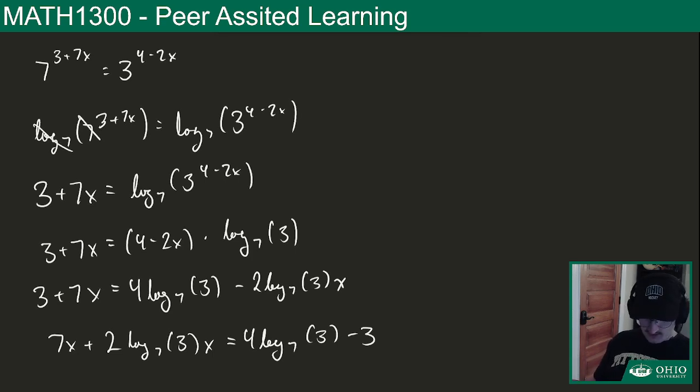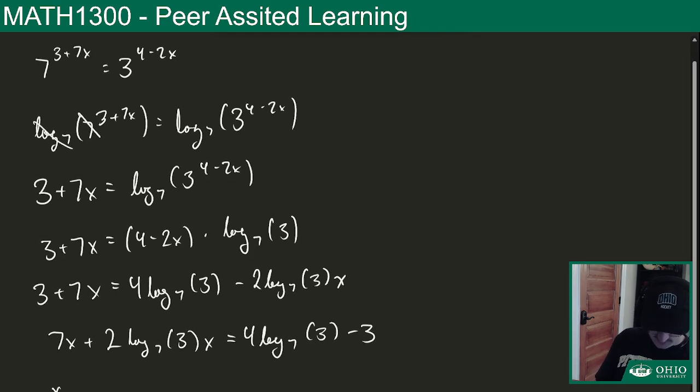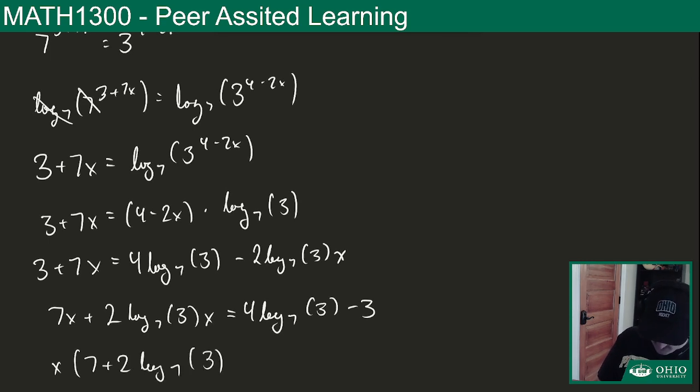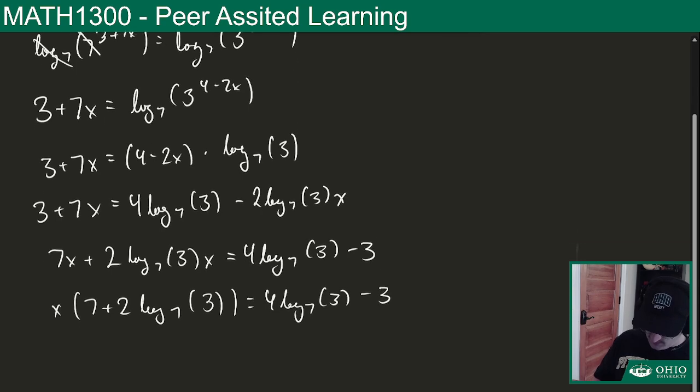Okay. At this point, it might start becoming more clear what we're trying to accomplish. But what we're going to do at this point is factor out an x from this expression. So I might just scroll down a little bit here. I can factor out an x, 7 plus 2 log 7 of 3. And then that's equal to 4 log 7 of 3 minus 3.